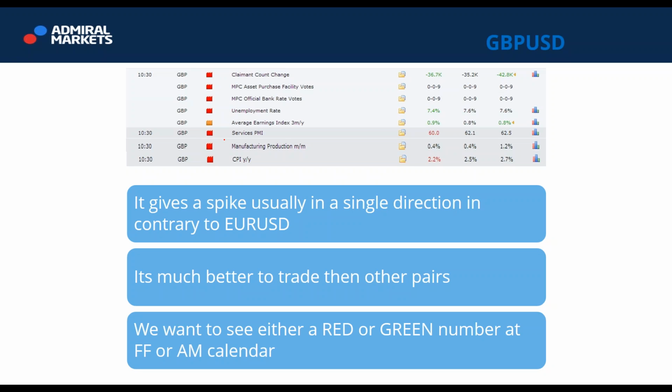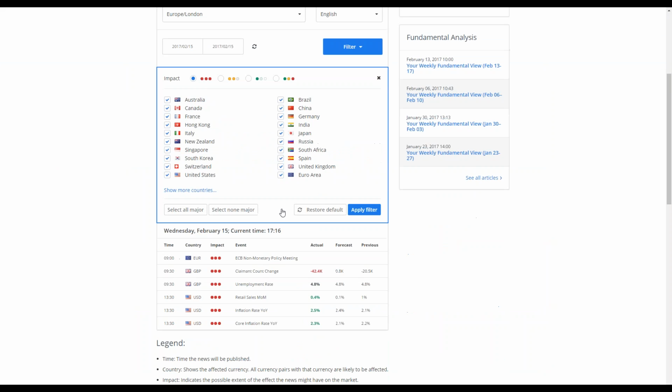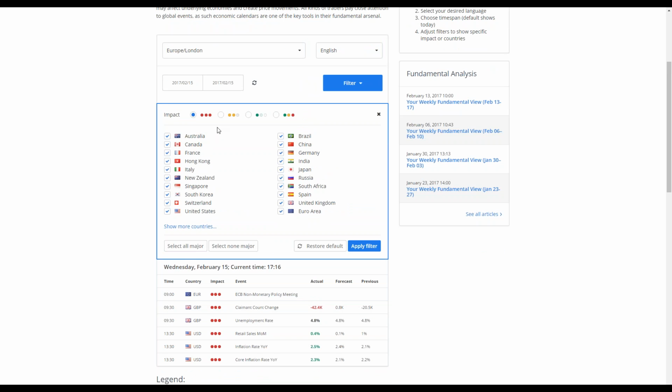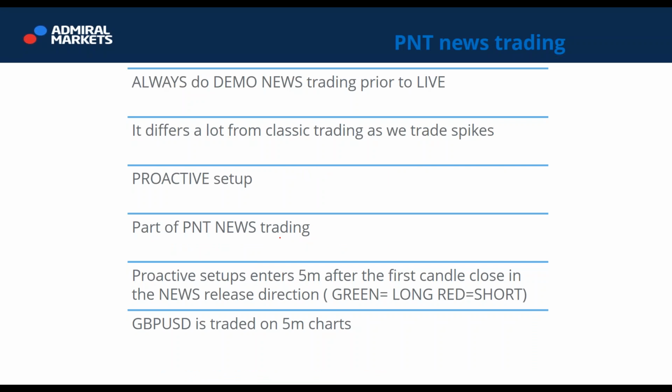We want to see either a red or green number at Forex Factory or Admiral Markets calendar. So if you want to trade also, follow the calendar. You can filter here easily and you will see different impact if you filter it as I did. Always do demo news trading prior to going live.